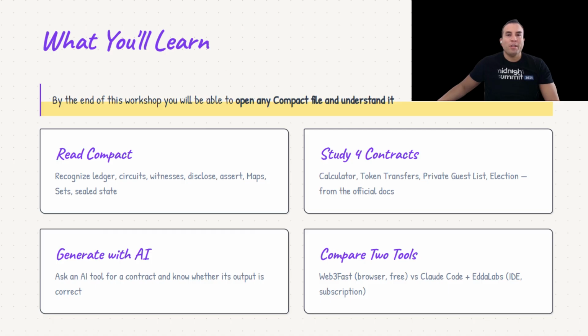Number three, you will be comfortable asking an AI to generate a contract for you. And more importantly, you will know how to check whether what it generates actually makes sense. And number four, you will see two AI tools compete head to head on exactly the same prompt. No tricks, no unfair advantages. So you can pick the right one for you.